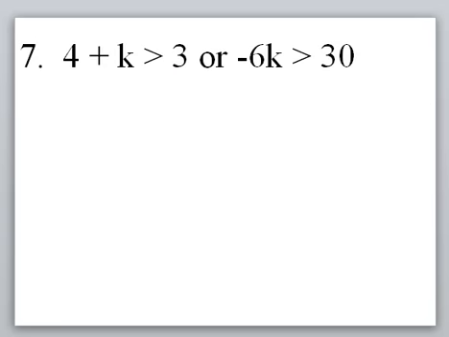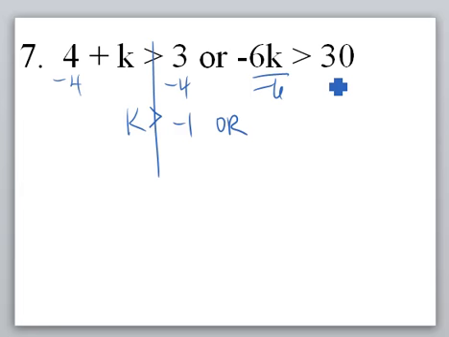The next one, we want to make sure that we get rid of the positive 4 by putting negative 4 on both sides. So we get k is greater than negative 1. Or divide by negative 6 on both sides. k is less than, flip that sign, negative 5.